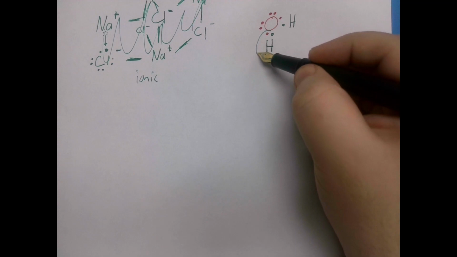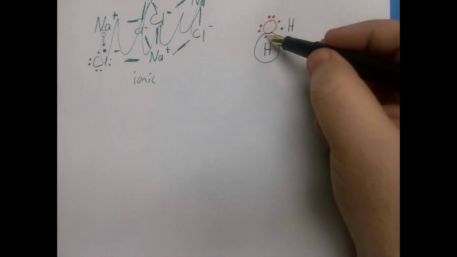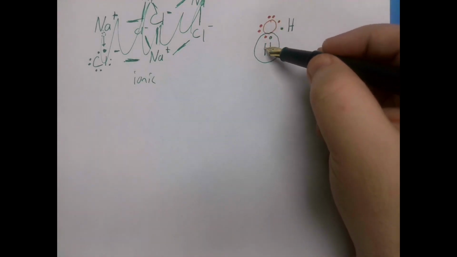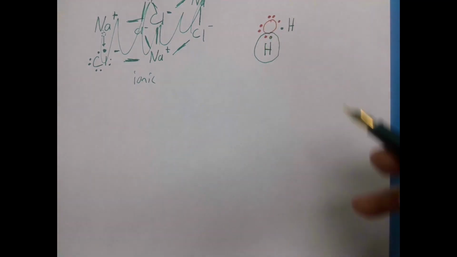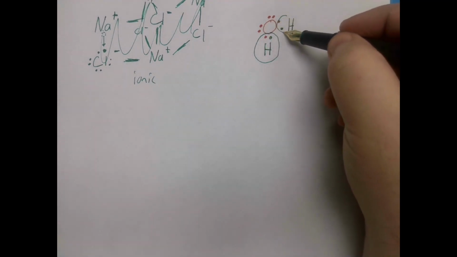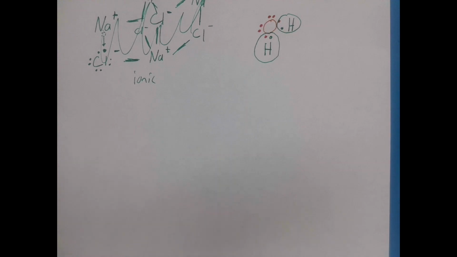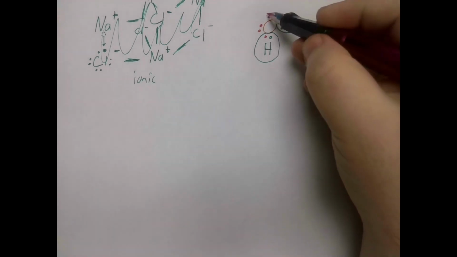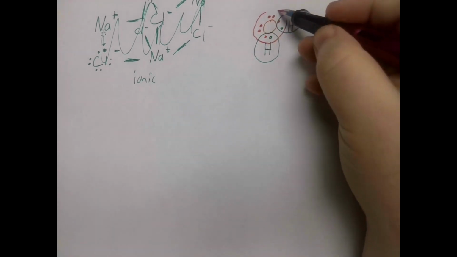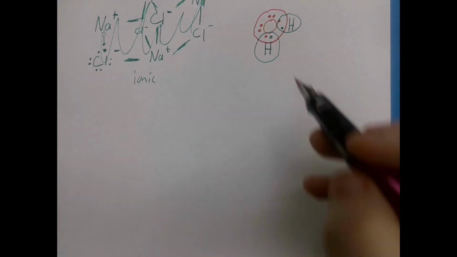So if I draw a circle around here, how many does hydrogen have? 2. It's sharing one with oxygen, and oxygen is sharing one with this. These 2 electrons are shared. We come over here and see the same thing. And if I look around here, I see 8.